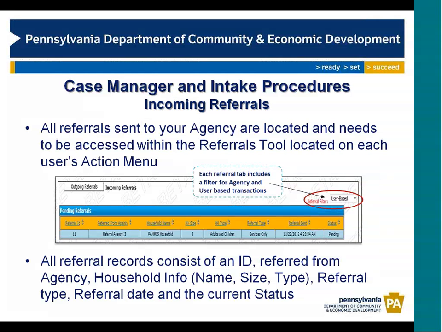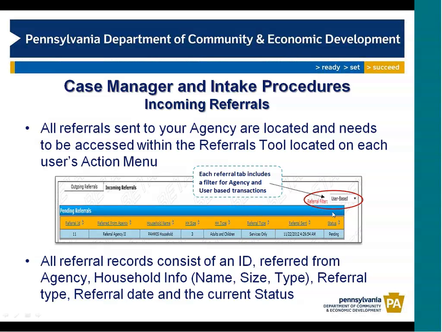Now we're going to switch gears. Now that we know how to send an outgoing referral, we change gears to the incoming ones. Once a referral has been sent, the agencies need to locate and access these referral tools located on each user's action menu. Once you go into the incoming section, you'll have the same pending and historical transactions. Of course, any pending ones should be looked at and reviewed as soon as possible.